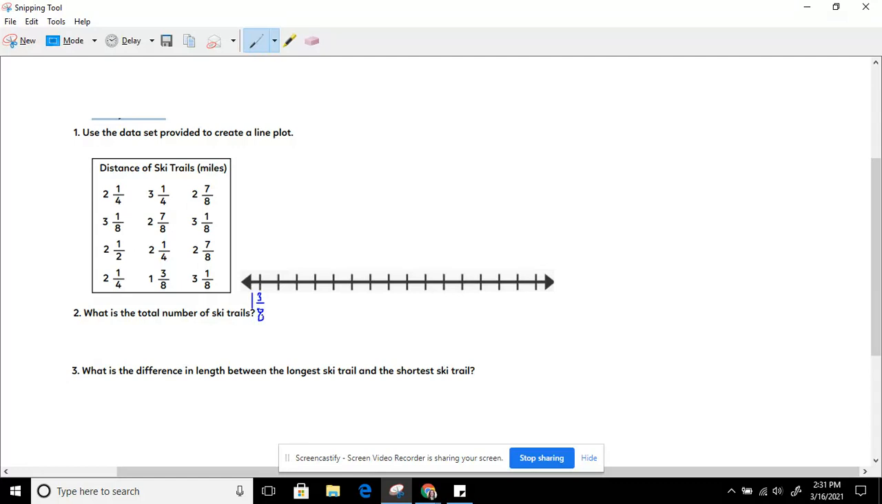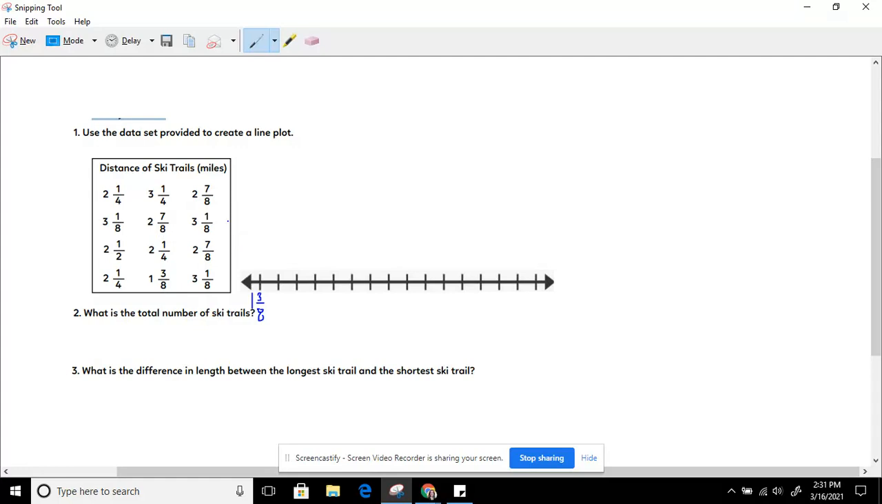All right, 1 3/8. And then we can look for our largest. The rest of them are 2s and 3s, so we can look at our 3s. And it looks like our largest is 3 1/8. So we can plug that in. And it looks like with a lot of these, we're dealing with 4ths and 8ths. So we might want to take all of the 4ths and find equivalent fractions to 8ths.